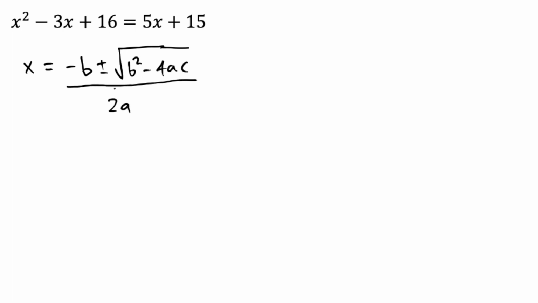2a. Before we can use this formula and make the necessary substitutions, we need to first rearrange our equation so that we have all the variables and numbers on the same side so that it can look like the standard quadratic form ax squared plus bx plus c. So let's bring over the whole right hand side to the left hand side.